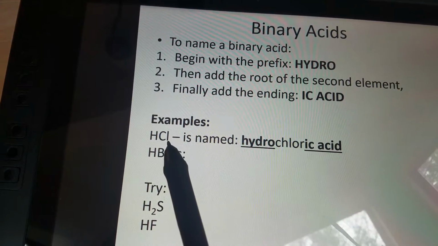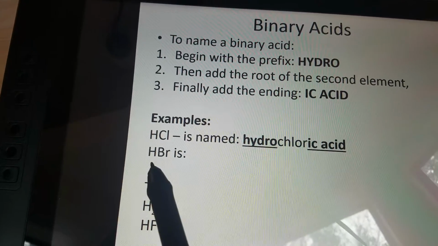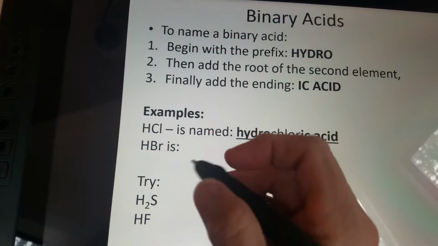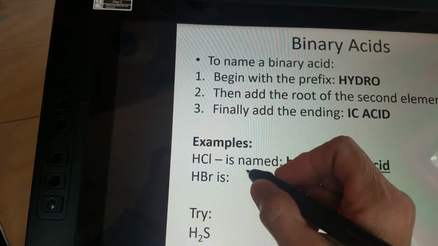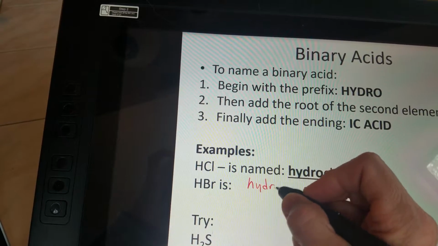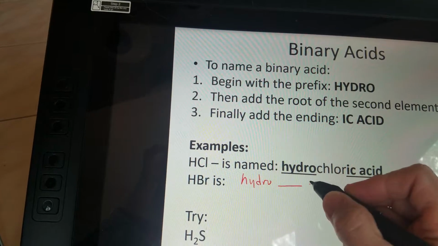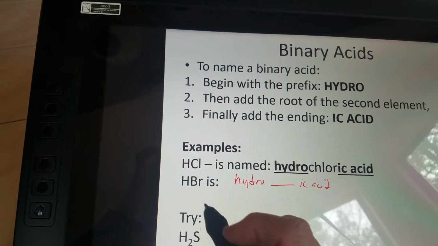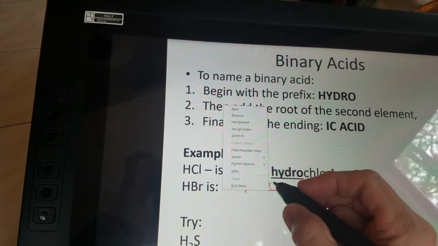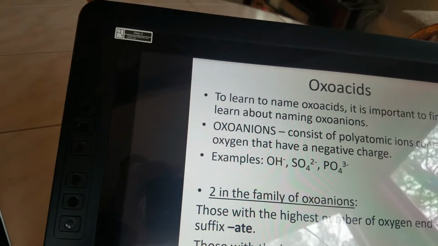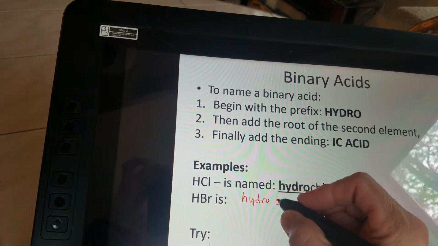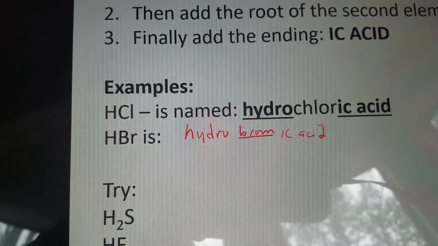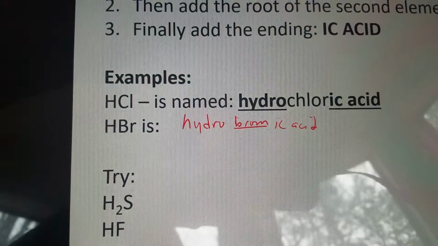If you follow that same pattern and look at the next one, we have hydrogen with bromine. So again, since there's only two elements involved, you're going to start with hydro. Ic acid is going to be on the end. And since bromine is our second element, this will be bromic acid. So hydrobromic acid would be this one.